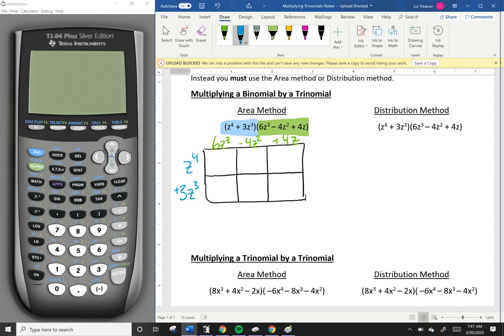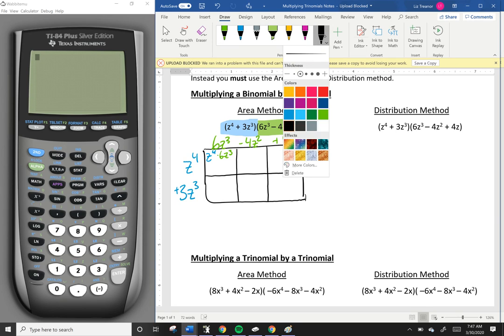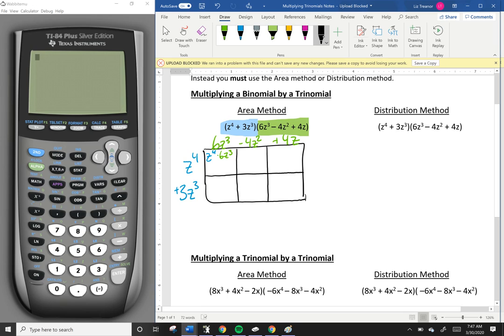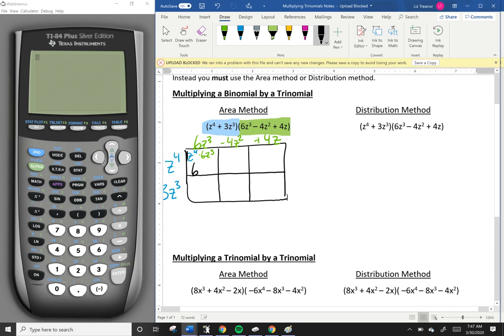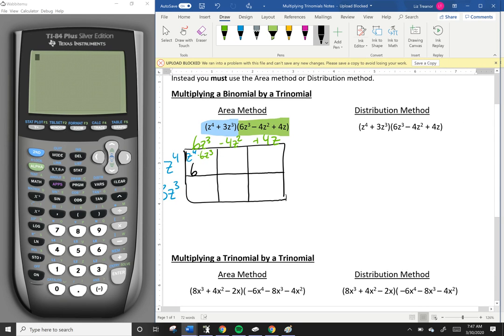So now we're going to multiply just like we did with the area method, but you're going to do z to the 4th times 6z cubed. And remember, for the z to the 4th, there's no coefficient here, so we can put an imaginary coefficient of 1. So 1 times 6 is 6, and z to the 4th times z to the 3rd. Remember, again, when you're multiplying with exponents, you add them. So 4 plus 3 is 7. So you get 6z to the 7th.